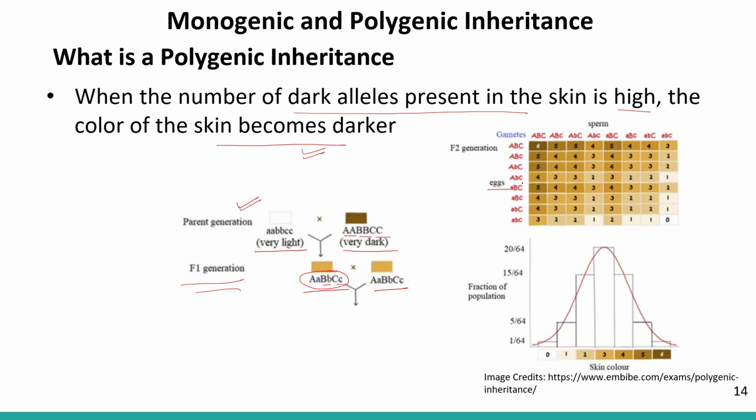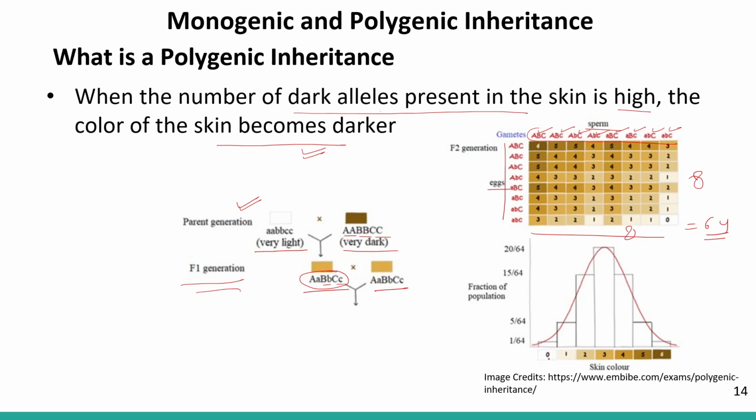So we have the egg and sperm, right? And we can have so many combinations. How many? 1, 2, 3, 4, 5, 6, 7, 8 types of gametes are produced. Eight different types of gametes are produced, and we can have so many combinations. Eight into eight, total 64 types of combinations we can have, right?